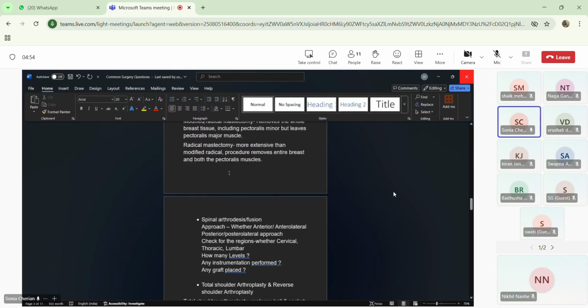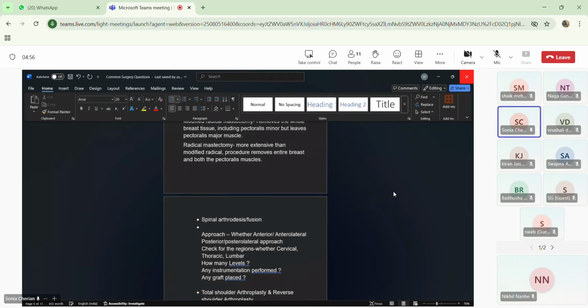Then they will ask you what is spinal fusion and what are the steps necessary. They won't ask you any CPTs and all. They will just ask you what points you will search for in an OP chart. That is what they will ask you.